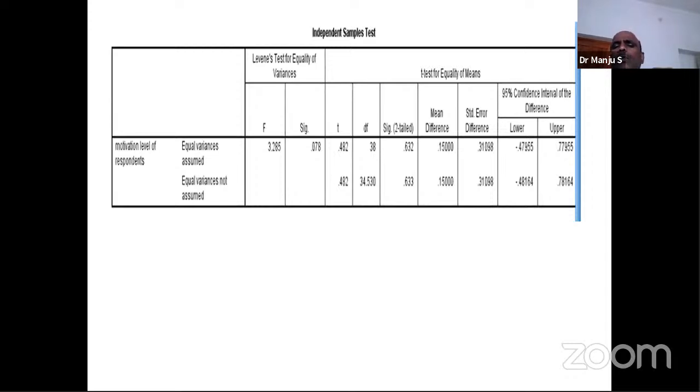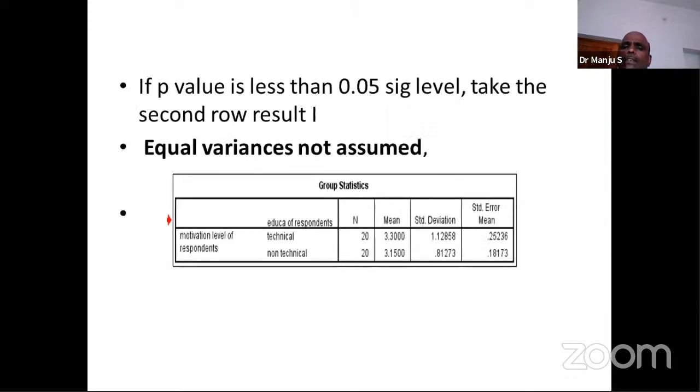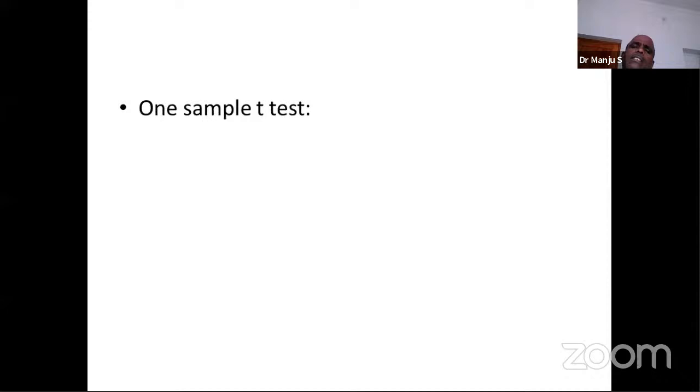Hence, we must accept the null hypothesis and reject the alternative hypothesis. Remember, here the computed p-value is more and the significance level is less. When that is the case, we have to reject the alternative hypothesis and accept the null hypothesis. So this is how we get the results.